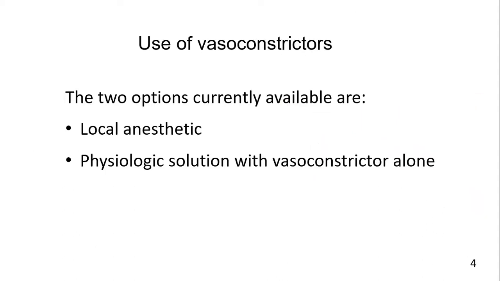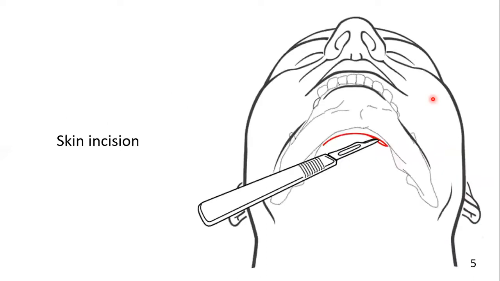The use of a solution containing vasoconstrictors ensures hemostasis at the surgical site. The two options currently available are the use of a local anesthetic or a physiologic solution with vasoconstrictor alone.